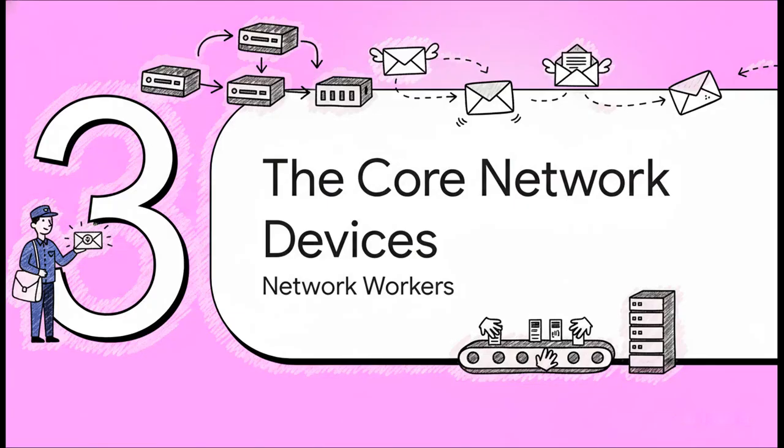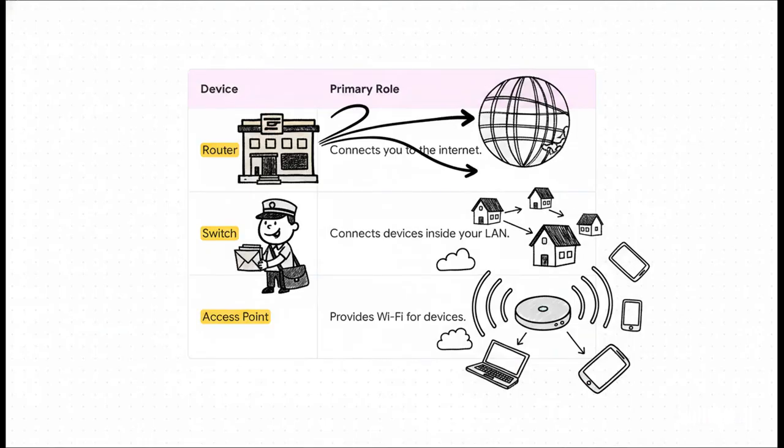So, if our network is a postal system, who are the workers? Let's meet the core pieces of hardware, the network workers, that sort and deliver all that digital mail. There are three main workers you gotta know. First, the router. This is like the main post office. It directs traffic between different networks, connecting your home to the huge global internet. Then there's the switch. This is more like the local mail carrier, connecting all the devices inside your home or office. And finally, the access point. That's the thing that provides the Wi-Fi, letting wireless devices join the conversation.